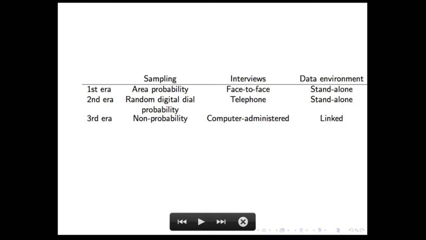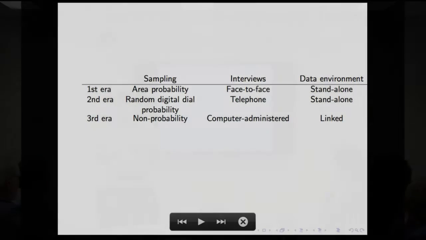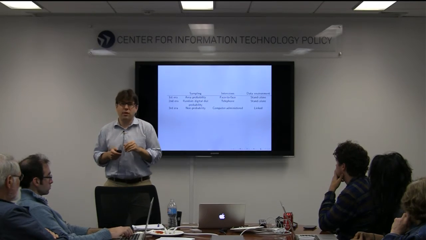So right now, a lot of surveys are standalone. You do your survey, you analyze the survey data. But as the data environment gets richer and richer, it becomes more and more attractive to try to link your survey to some other form of data. So I think these are the three areas that will characterize this third era of survey research. A lot of these things are already starting to happen, and I want to just briefly walk through each of these.